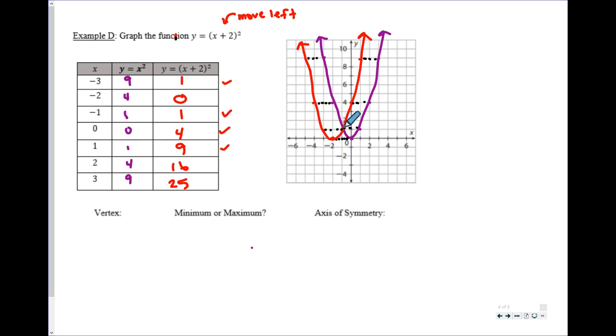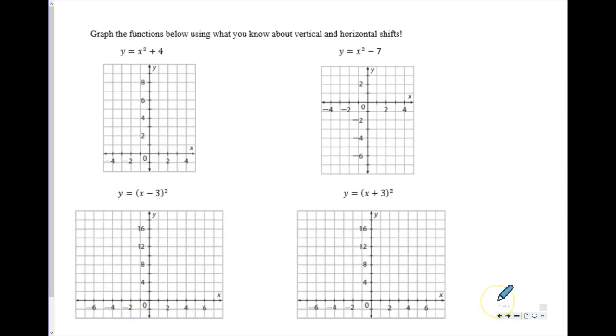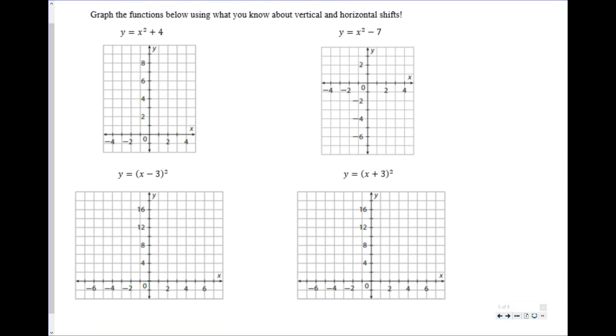All right. My new vertex is now (-2, 0). Still a minimum, though, because all of these graphs are pointing up. And my axis of symmetry is now x equals -2, from that line that goes to the middle. So now, with what we've learned from shifts, we can graph these really easily without a calculator.